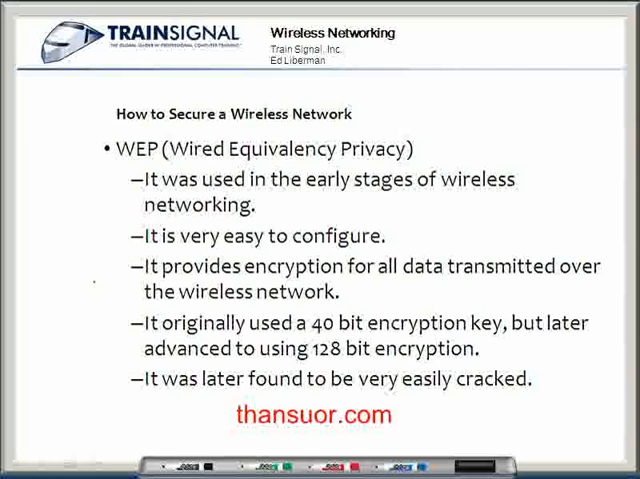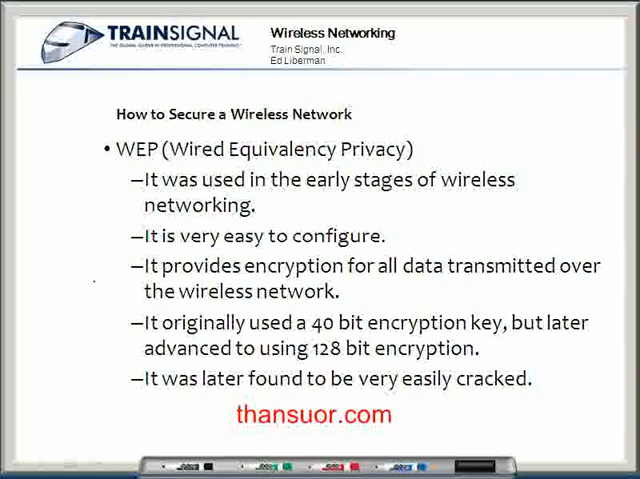On your wireless access point, you basically just say, I want to use WEP, and then you put in a secret password, so to speak, and you're on your way. What it does is it provides encryption for the data that's being transmitted over the wireless network. Originally, it was using a 40-bit encryption key, but then advanced to using 128-bit encryption. But again, it was found to be very easily cracked. Even the 128-bit encryption can be easily cracked.